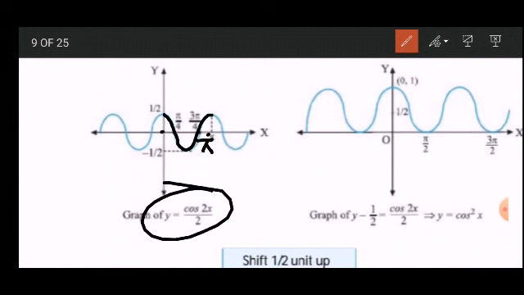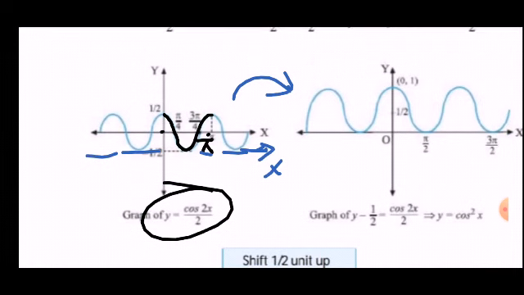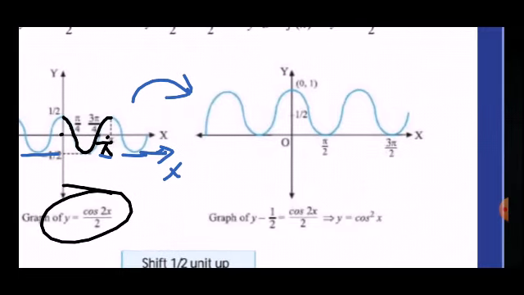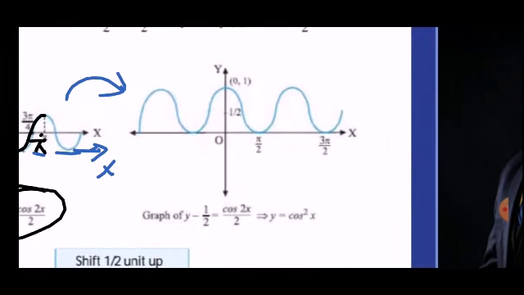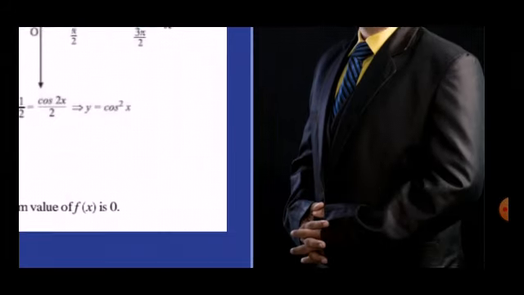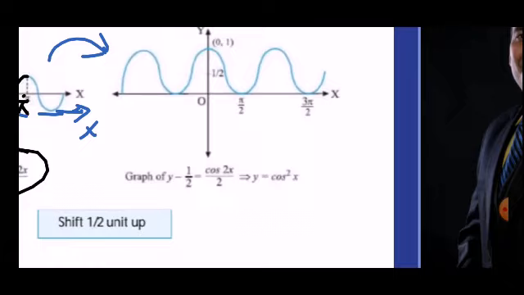Now this same portion, instead of doing it over here like this, we can shift the x-axis to here. We can shift this as the x-axis over here. So the graph will become like this. Finally the graph will become like this way. If you see here, this is y equal to half plus cos 2x by 2. This is the graph, you can see over here.